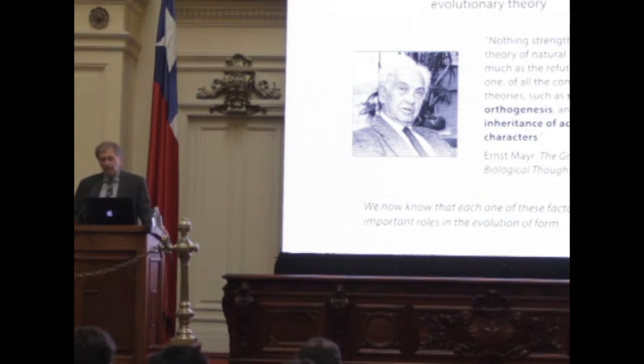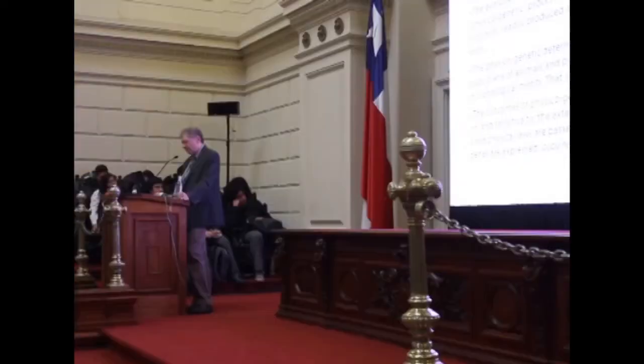He said, nothing strengthened the theory of natural selection as much as the refutation, one by one, of all the competing theories, such as saltationism, that is the ability of organisms to jump suddenly from one form to another, and orthogenesis, that is the predictability of form. Now, as I showed you, you can actually predict forms if you know the physics, because each kind of mesoscale physics has its own characteristic morphological outcomes. So Mayr said that it was necessary to reject orthogenesis and the inheritance of acquired characteristics. Okay, he said that in 1982. We now know that each one of these factors played important roles in the evolution of form.